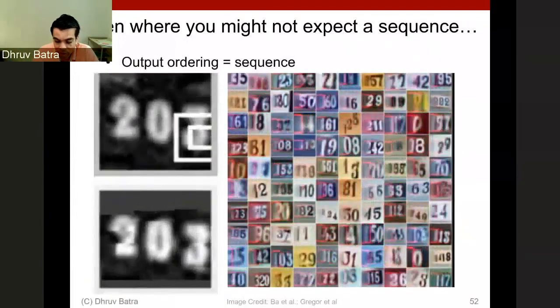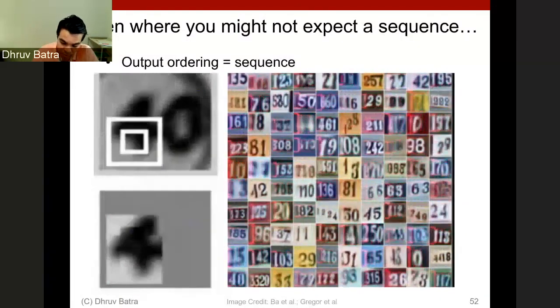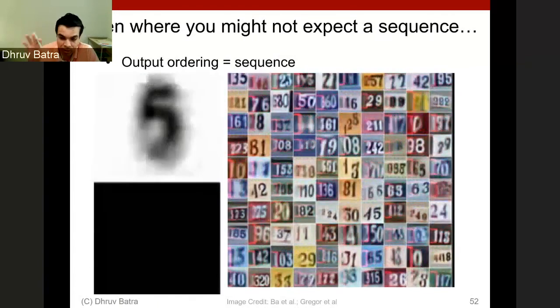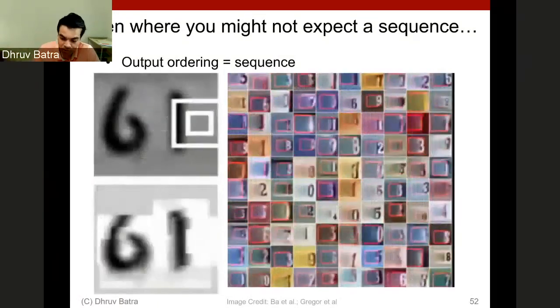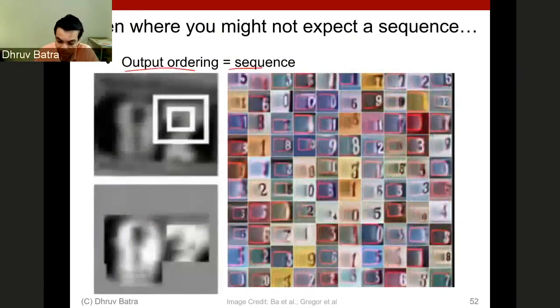It is also possible to do that on the output side. There are a couple of really nice works that do image generation by sequentially generating patches of the image and then merging those patches together. So the output ordering has a sequence, not the input ordering.